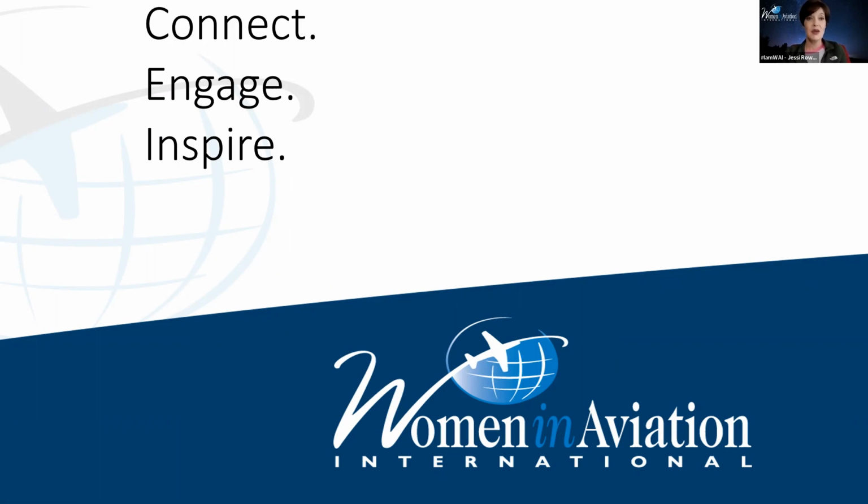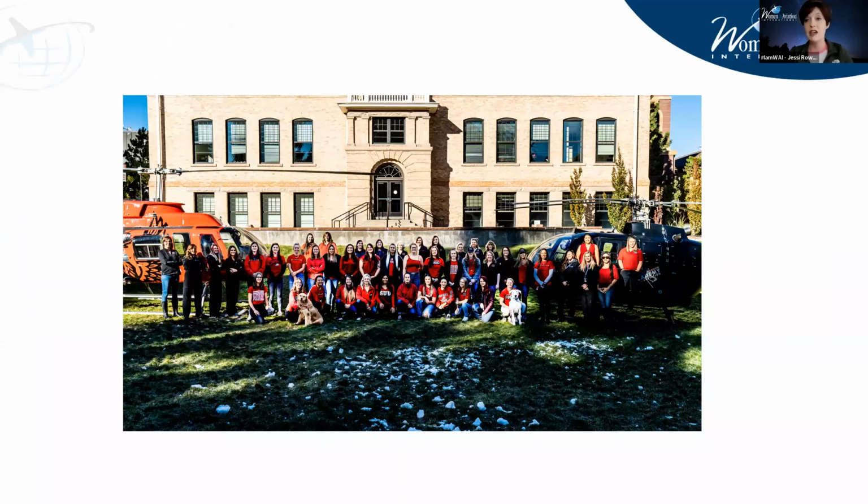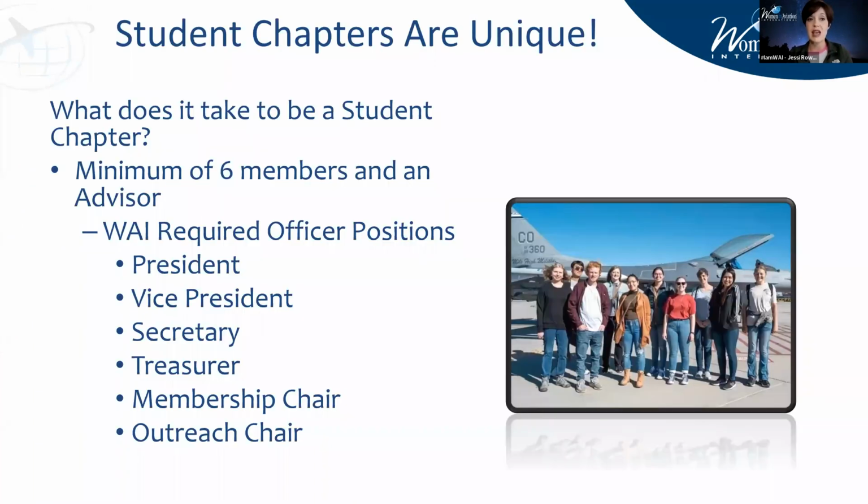Welcome to today's presentation on managing student WAI chapters. The first thing that we want to talk about is the fact that our student chapters are unique within the Women in Aviation International organization. What does it take to be a student chapter? We need a minimum of 6 members and an advisor. Those 6 members need to fulfill our WAI required officer positions of a president, vice president, secretary, treasurer, membership chair, and outreach chair.